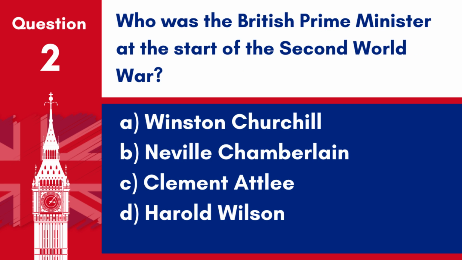Question 2. Who was the British Prime Minister at the start of the Second World War? A. Winston Churchill, B. Neville Chamberlain, C. Clement Attlee, D. Harold Wilson. Answer: B. Neville Chamberlain. Neville Chamberlain was the British Prime Minister at the start of the Second World War, known for his policy of appeasement towards Adolf Hitler.